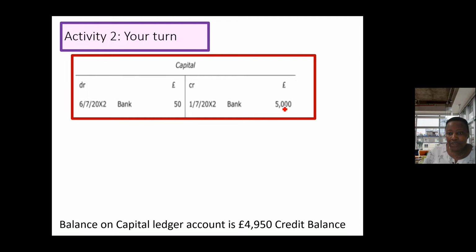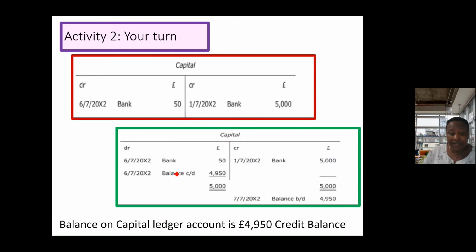But the sides are not equal. This is 5,000. This is 50. So what you want to do is solve for the difference, and we should have 4,950 as balance carried down. 4,950 balance carried down, and this also becomes your balance brought down for the next period. So it means that at the beginning of the next period, you still have 4,950 as capital in the business.